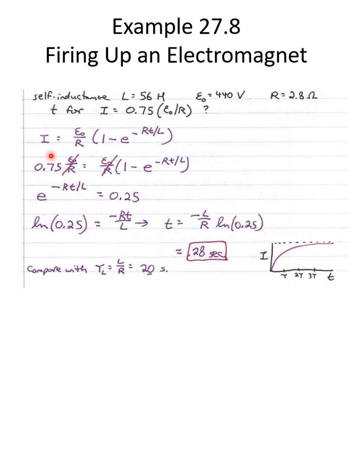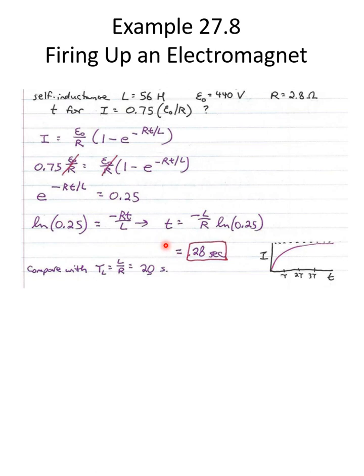You see voltage naught over R, that divides out of the equation. And then we're left with, if 0.75 equals 1 minus e to the negative RT over L, then e to the negative RT over L is 25%. We're going to turn this exponential equation into a logarithmic equation in order to solve for t. So the natural log, because it's log base e, of 0.25 equals the exponent, negative RT over L.